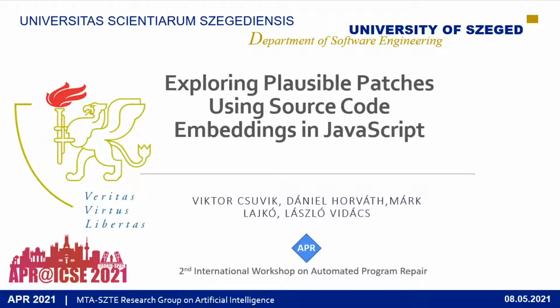My name is Viktor Chuvik, and I'm going to introduce the paper titled Exploring Plausible Patches Using Source Code Embeddings in JavaScript. The goal of our paper is to investigate the nature of similarity-based patch correctness approaches.